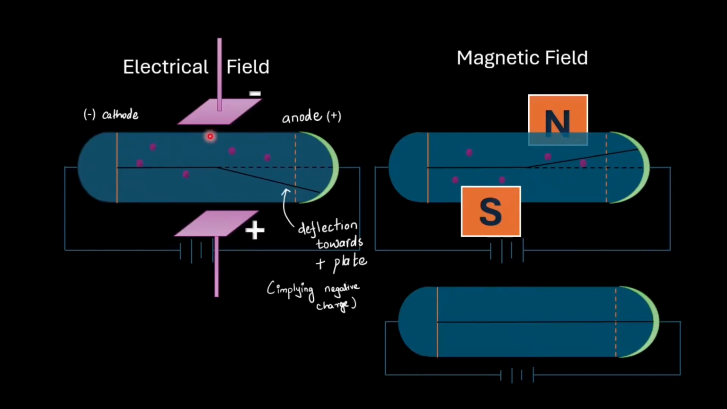Furthermore, it was observed that even on changing the gas in the cathode ray, the observations did not change, implying that cathode rays are independent of the nature of gas used.